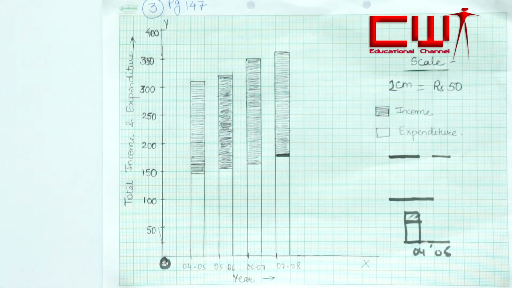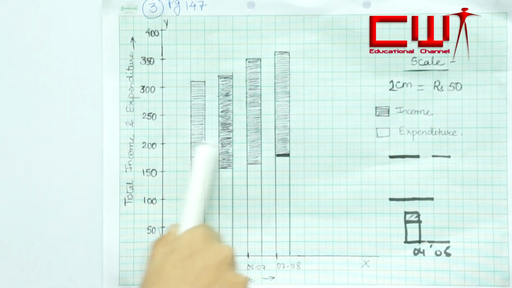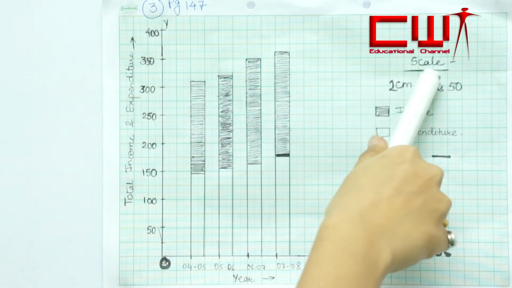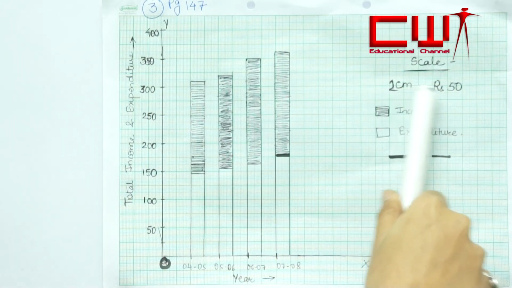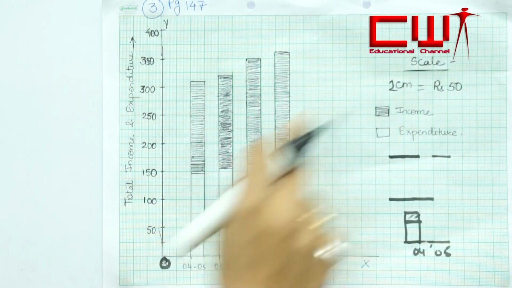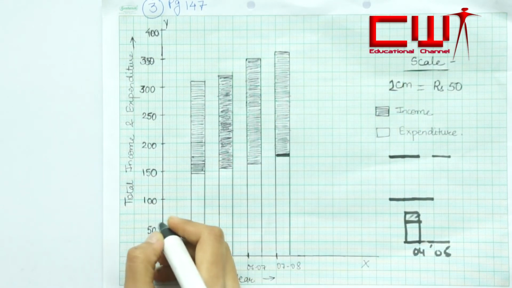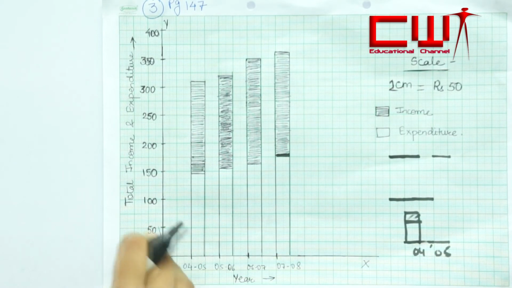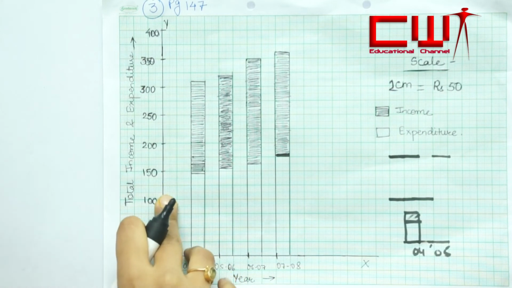Now how will you differentiate it? See, I have put lines. You can put cross lines, make some stars or anything. And this is the scale I have written: 2 centimeters equals rupees 50. Income and expenditure are expressed in rupees, so you write rupees 50. I have written 2 centimeters because I have taken a difference of 2. From 0 to 50 there is a difference of 50 units, and from 50 to 100 again 50.